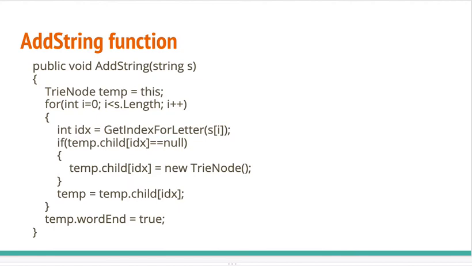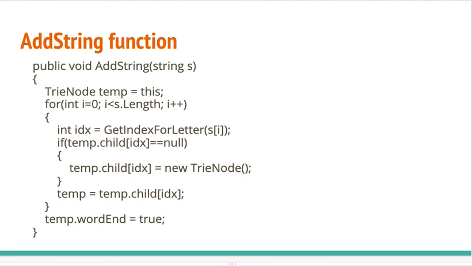Bear with me. If the current node's child pointer at that particular index is null, that means this is the first ever time we are inserting into that child. If that is the case, then we are going to create a new TrieNode for the child, and we are advancing temp to temp.child of idx. That is how we are going to continue inserting into the trie. And at the end of the insertion, for the last node, we will say wordEnd is equal to true.